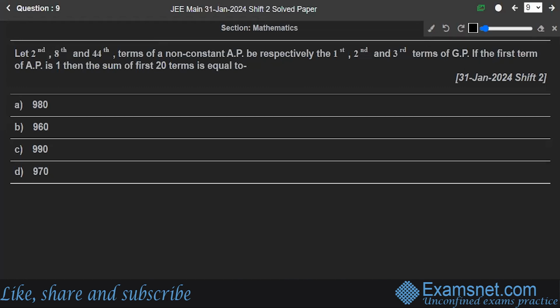So here, first of all, you have an AP. The second term is given by A plus D, the eighth term A plus 7D, and the 44th term A plus 43D. This is equivalent to the first term of the GP. Let's not take A, let's take another variable, say GP1, GP2, and GP3. Now, if the first term of the AP is 1, this becomes 1 plus D, 1 plus 7D, and 1 plus 43D.